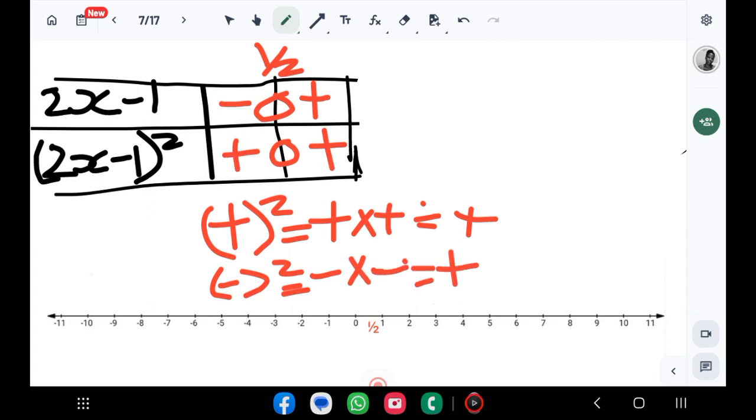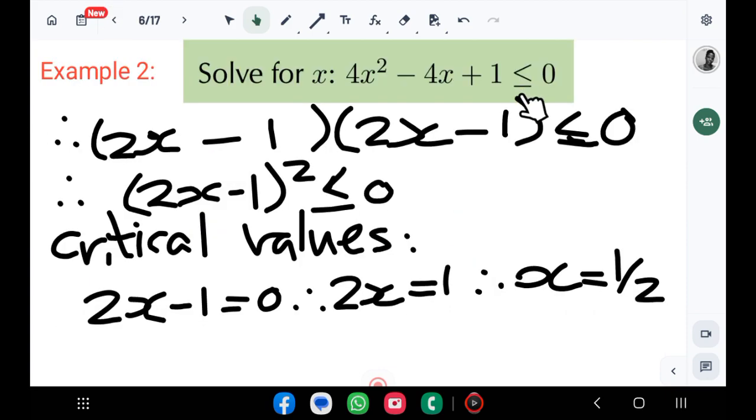So notice that there is no point at which this function f of x, which is 2x minus 1 all squared, is negative. Because when you square anything, it does not matter whether the inside is negative or not, it will be positive, because when you square, you get rid of the minus sign. But there is a point at which it becomes 0, and that will be important because this inequality allows you to also consider 0 because it's less than or equal to.